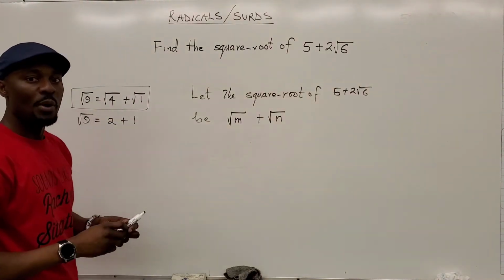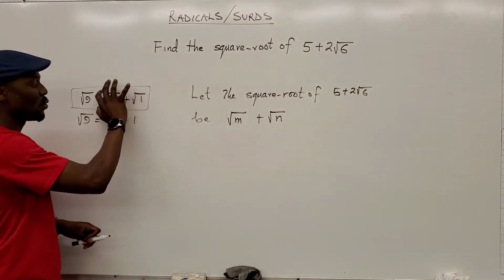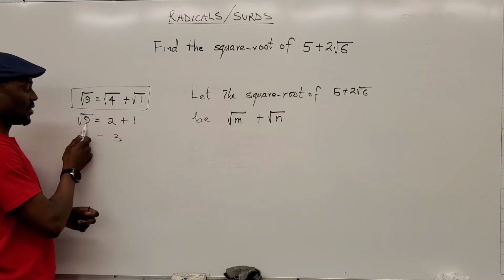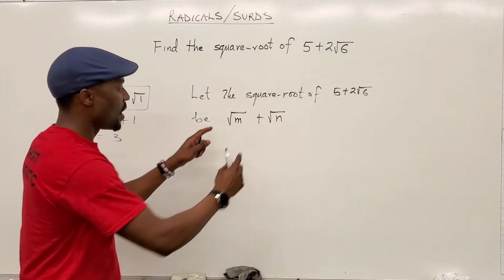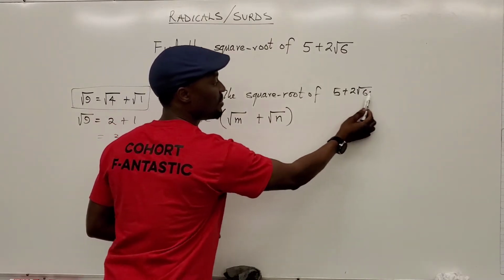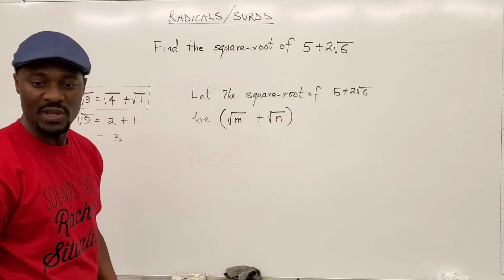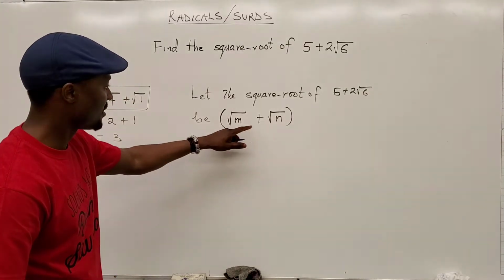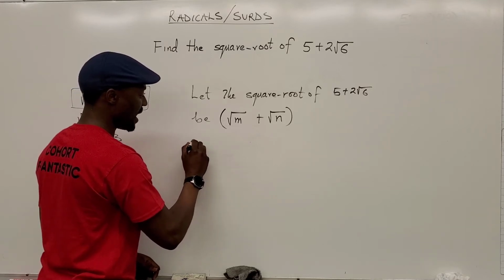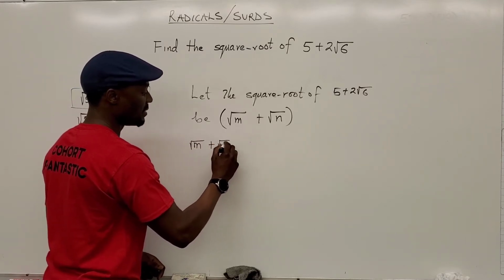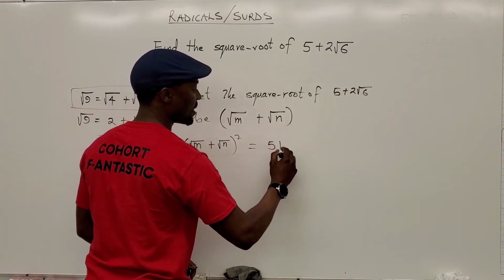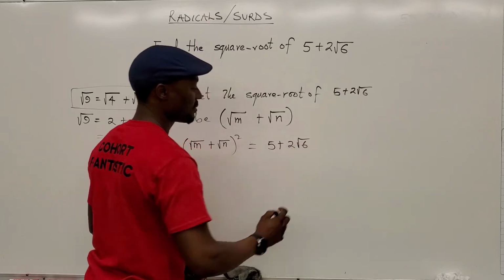Okay? But one thing you know is by the time you square this side, which will give you a 3, your answer is going to be 9. So we know that when we square this, it's going to give us this. Let's try and do that. Let's square this. So what you're going to have will be the square root of M plus the square root of N, squared, should give you this answer, 5 plus 2 times the square root of 6.